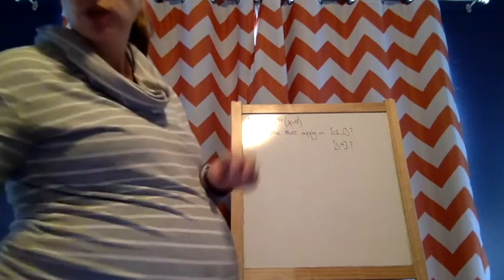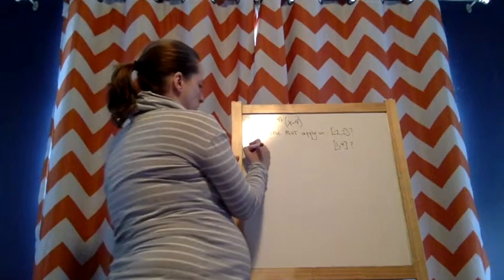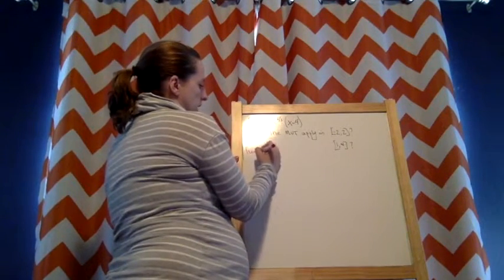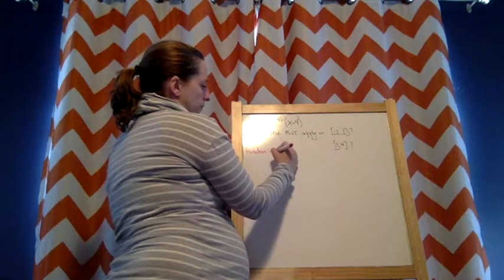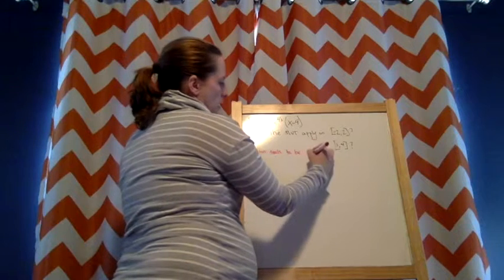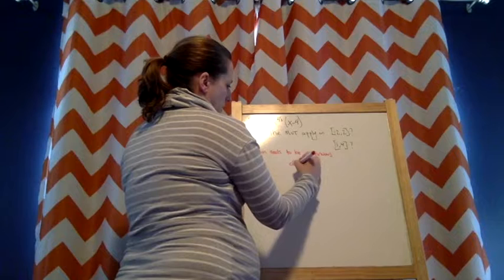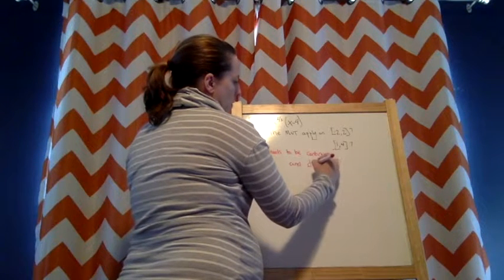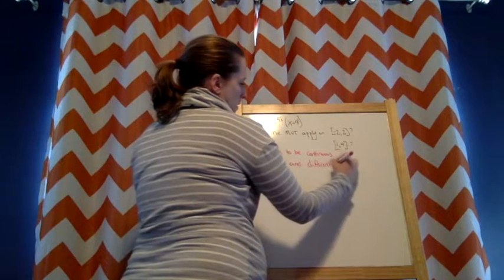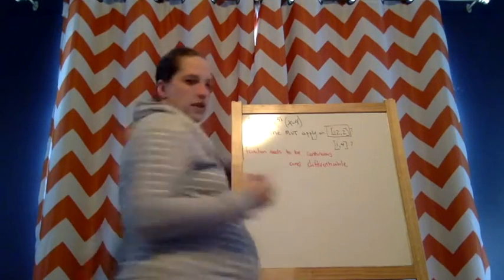All right, so remember, for the mean value theorem to apply, our function needs to be continuous and differentiable on that interval. So let's check both of these things. So let's start with -2 to 2.